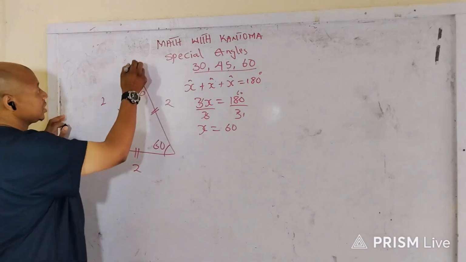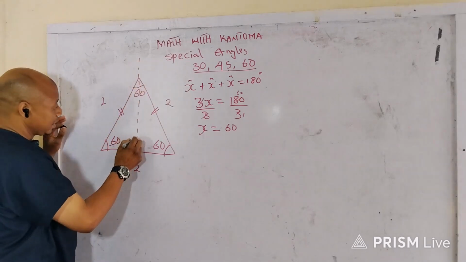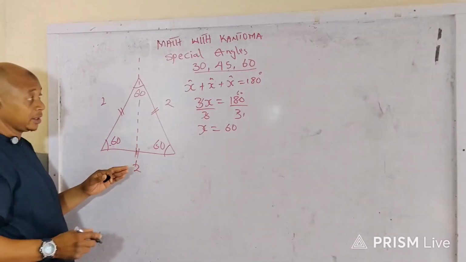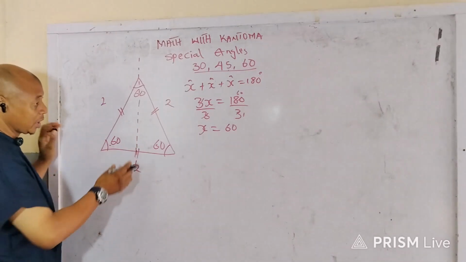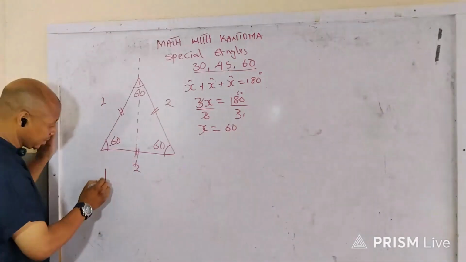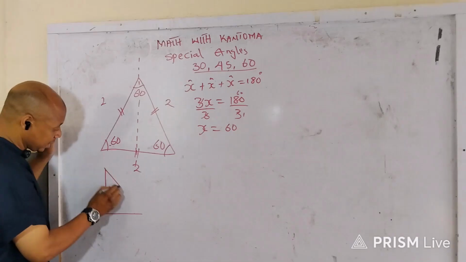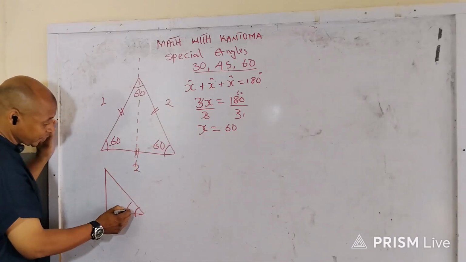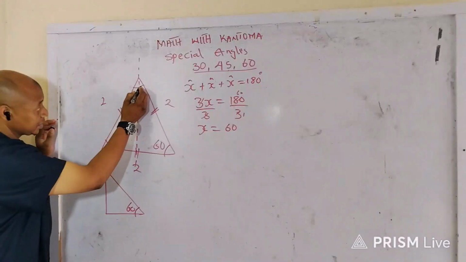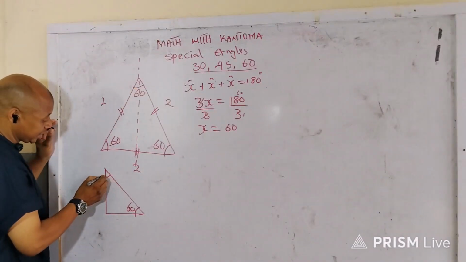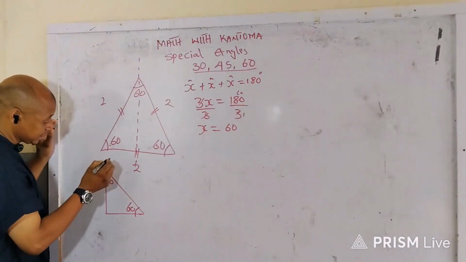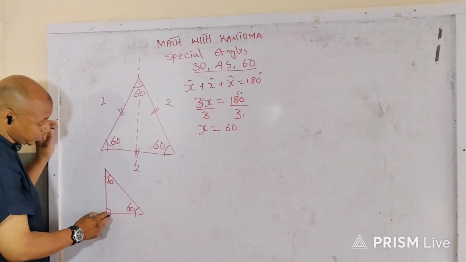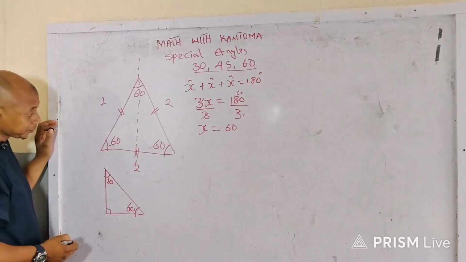Now, if I bisect this triangle into two equal parts, I will have two right angle triangles, which are all equal. If I take one of the right angle triangles, it is something like this, where this angle is 60 degrees. Then this angle, after bisection, will now be 30 degrees, because 60 divided by 2 is 30. Then this angle is my right angle.